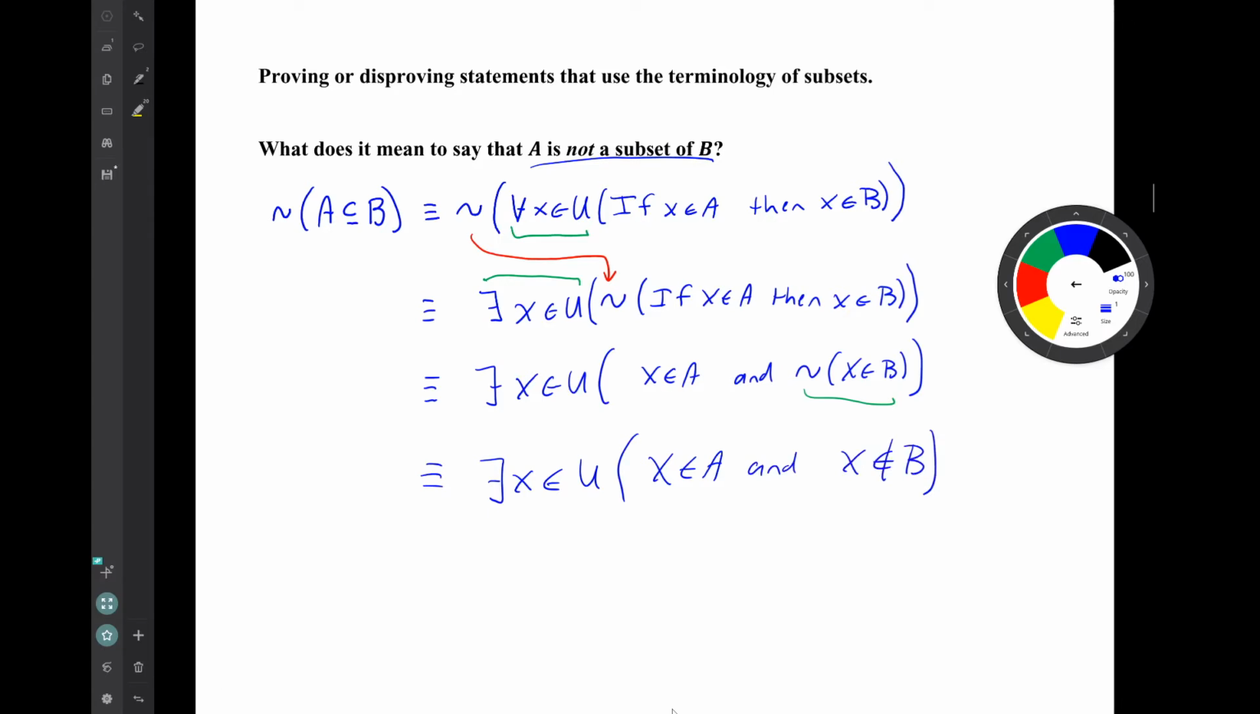So to say that A is not a subset of B means this: there exists an element x in the universal set such that x is an element of A and x is not an element of B. Let's go on.